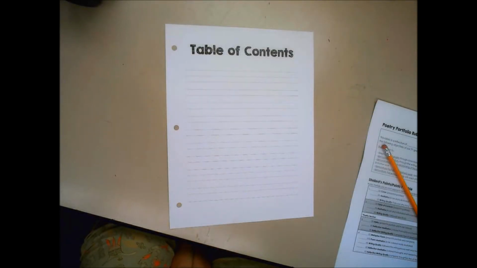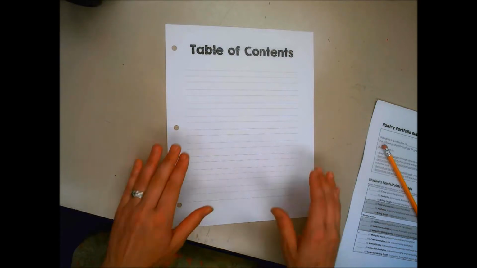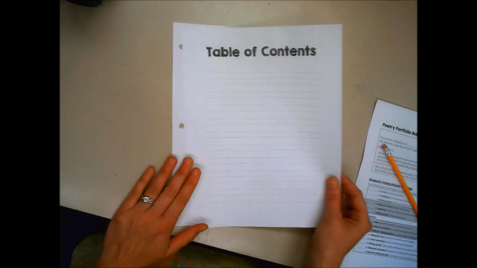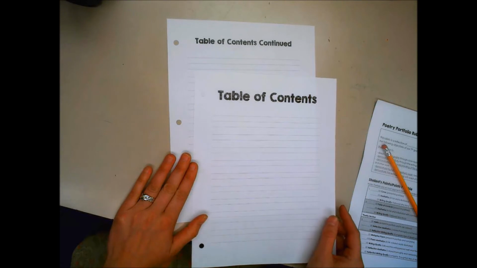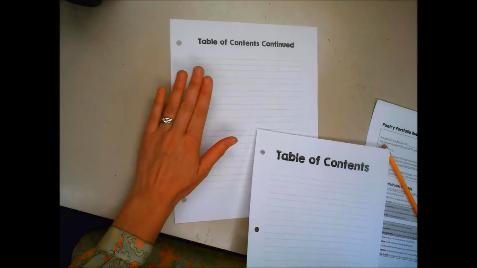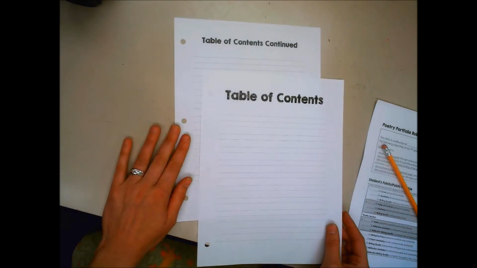On the screen, you can see that I am ready to make the table of contents for my poetry portfolio. The materials you'll need are going to be a table of contents page. This is not going to be enough room, so I made a second page. This says table of contents continued. If you end up needing a third page, I would just go ahead and grab another one of these. And of course, you could always make your own.